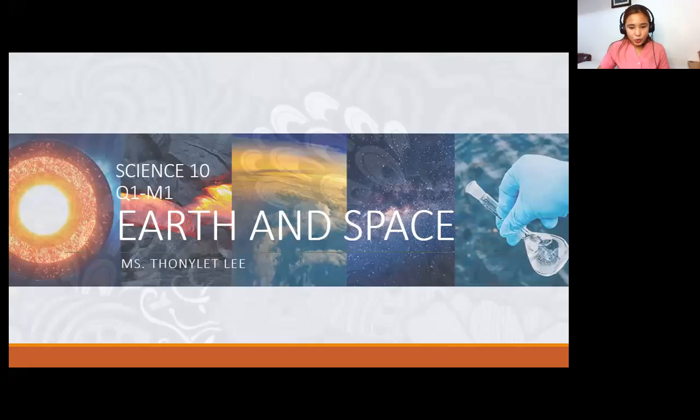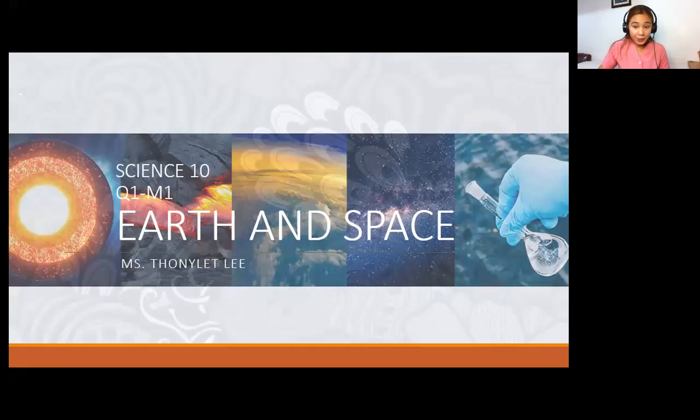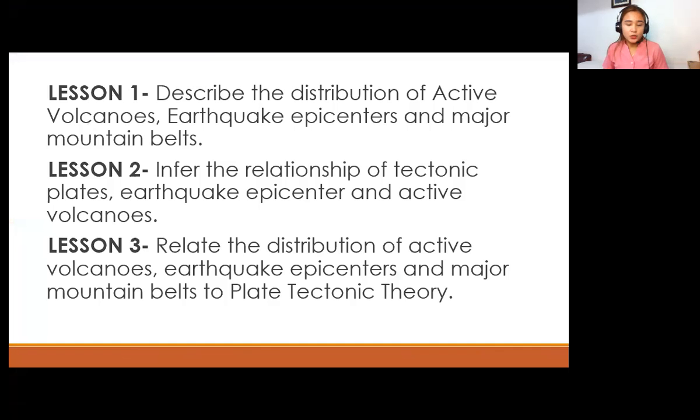Okay. So, for our first topic, we have here the Earth and space. We will be discussing about Earth and space, but we will be focusing, of course, about the Earth. For this video, this will be divided into 3 lessons. For lesson number 1, describe the distribution of active volcanoes, earthquake epicenters, and major mountain belts. For the second one, we need to infer the relationship of tectonic plates, earthquake epicenter, and active volcanoes.